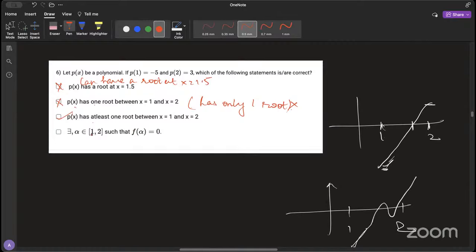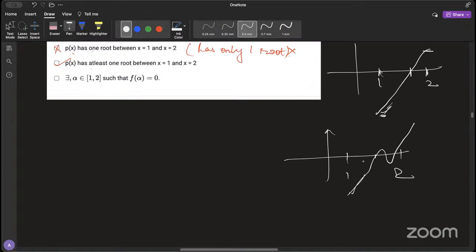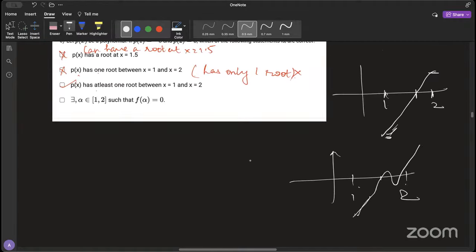So there exists alpha belonging to 1, 2, so that f of alpha is 0. This is the symbol for there exists. That means there should be at least one. This means there is a number alpha in this interval where the value of your function becomes 0. That's what this fourth option means. And there indeed is one point between 1 and 2 such that your function becomes 0 there.